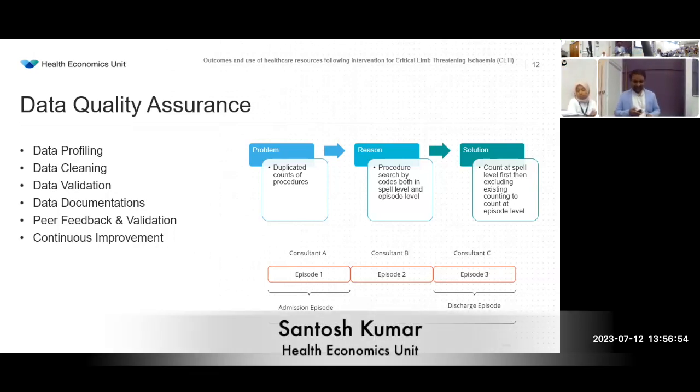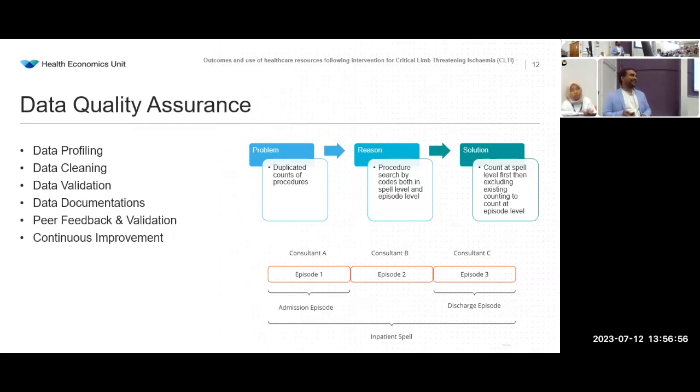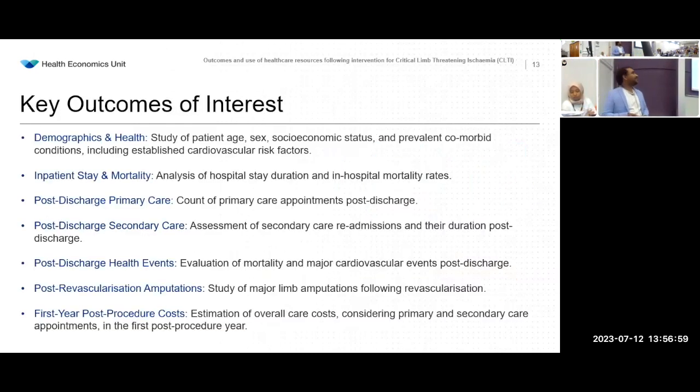So after this wonderful job done by Rayne and Mara, we have set out our key outcomes of interest for doing this analysis. In particular, we want to see the demographic health of the patients. So we have looked into the patient age, what their gender looked like, their IMD deprivation, in particular socioeconomic status, and also the prevalence of comorbid conditions, including the established cardiovascular risk factors.